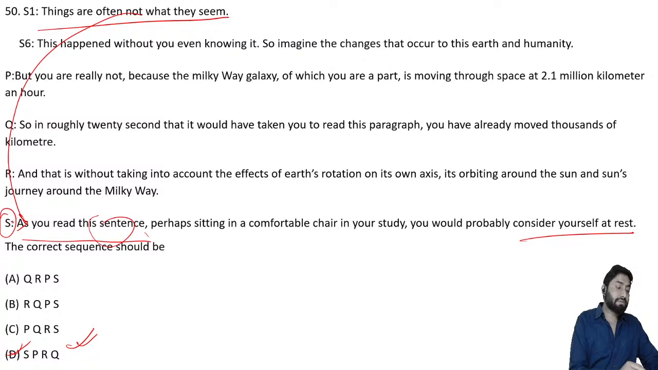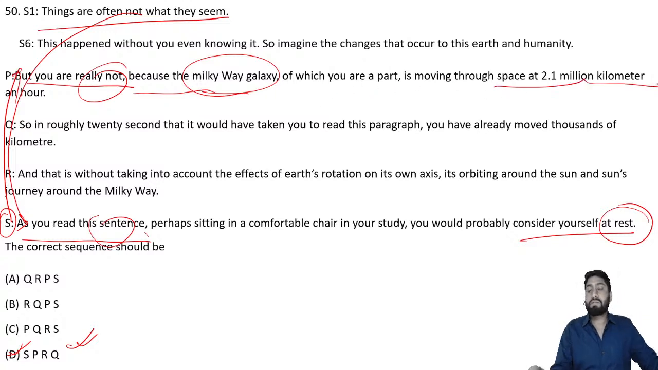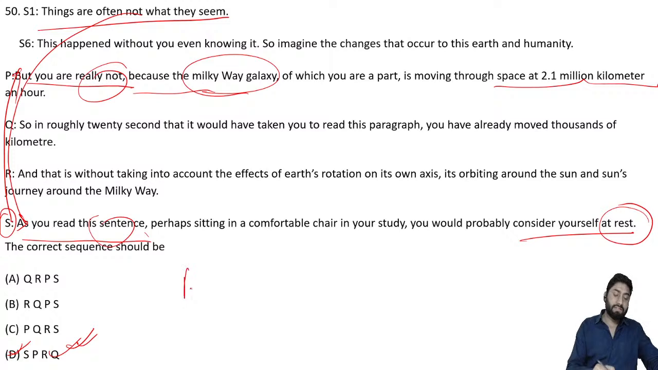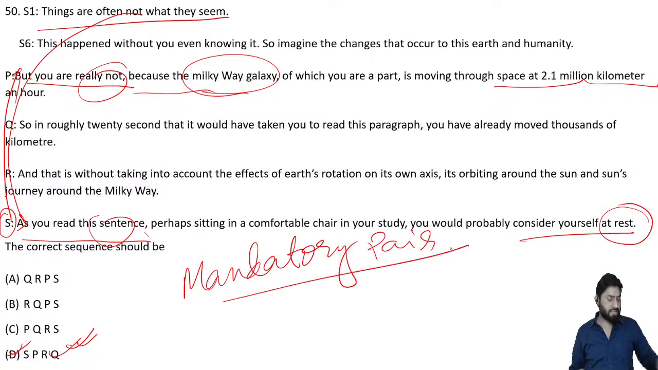S goes well with this, but you are really not at rest, because of the Milky Way galaxy. That's where you get the link. A galaxy of which you are a part is moving through space at some kilometers an hour, right? So बाकी सब link बन जाता है अपने आप. You'll see that. Again वही same thing you have to work on. Mandatory pair. मैं बार बार लिख रहा हूँ इसे because that's the only thing which actually helps you.